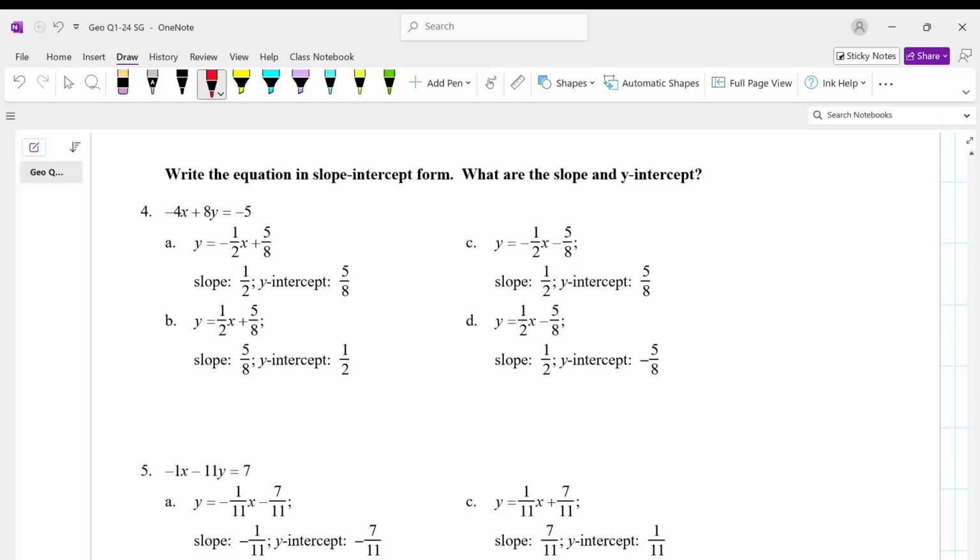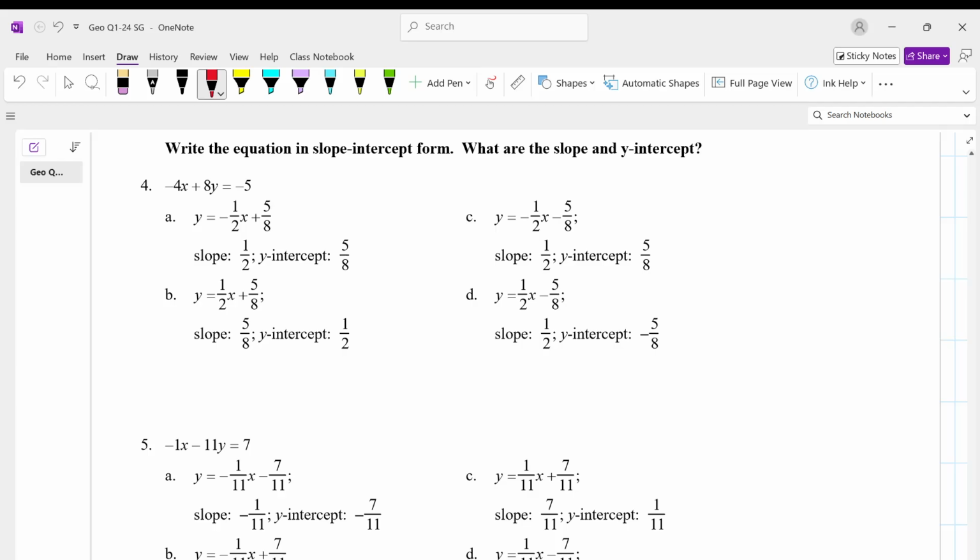Problem number 4 asks you to write the equation in slope-intercept form. What are the slope and the y-intercept? So it's a 3-part question. We're going to take this negative 4x plus 8y equals negative 5, and we're going to solve for y. So I'm going to add 4x to each side. So 8y is equal to 4x minus 5. And then I'm going to divide everything by 8.